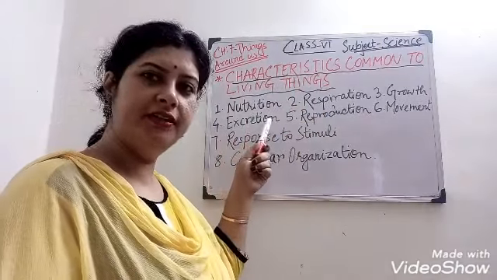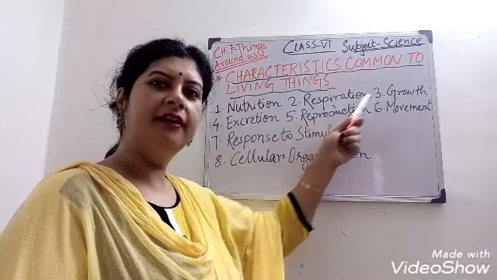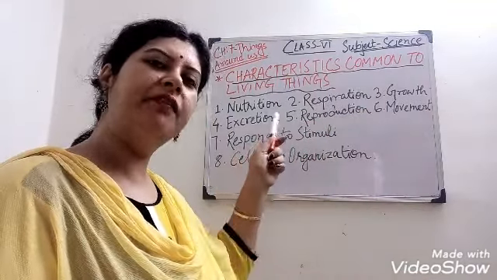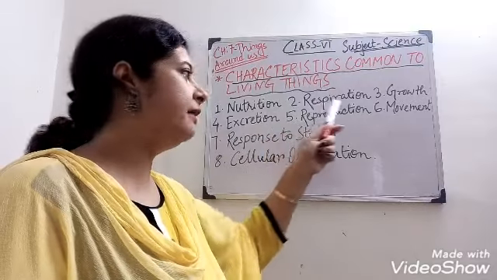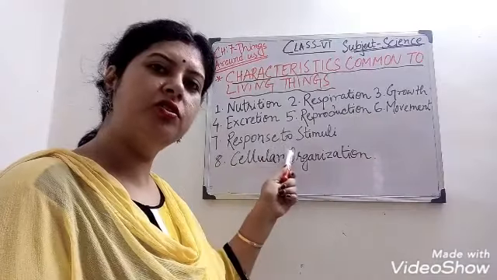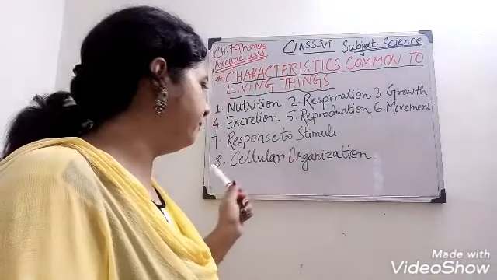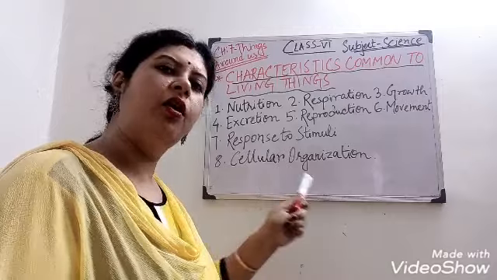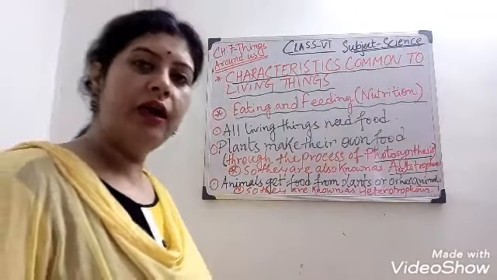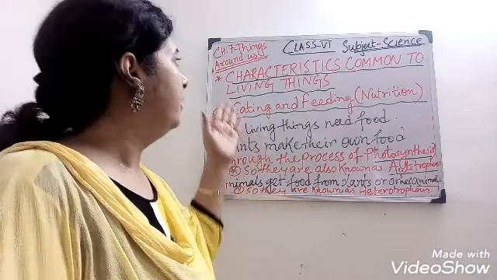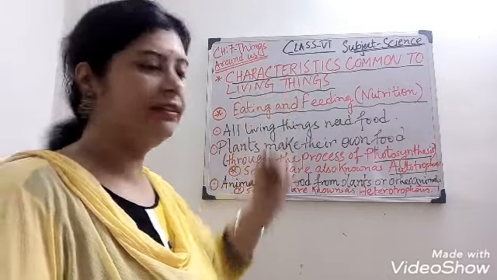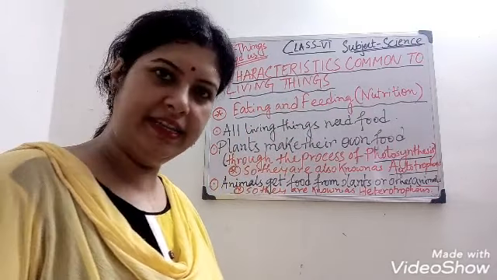First, nutrition. Second, respiration. Third, growth. Number 4, excretion. Number 5, reproduction. Number 6, movement. Number 7, response to stimuli. And number 8, cellular organization. Now, I am going to tell you these common characteristics of living things one by one in detail.